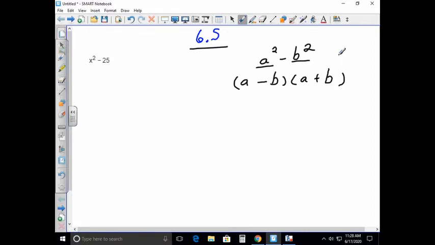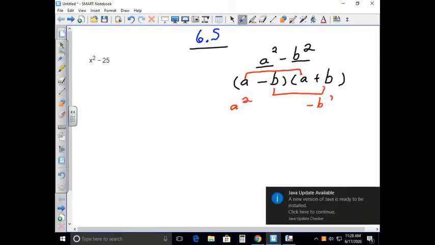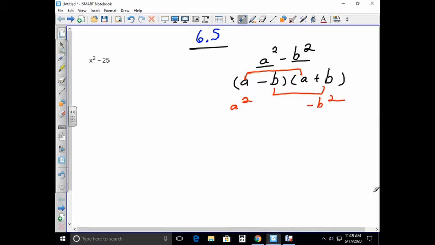That formula always works. If we were to square this out, notice the first, a times a makes a squared. The last makes minus b squared. But if we combine the outer and the inner, the inner product is negative b times a, or we could call that minus ab. The outer product is positive a times b, and those cancel. So we would end up with a squared minus b squared. So yes, this does work to factor a squared minus b squared.